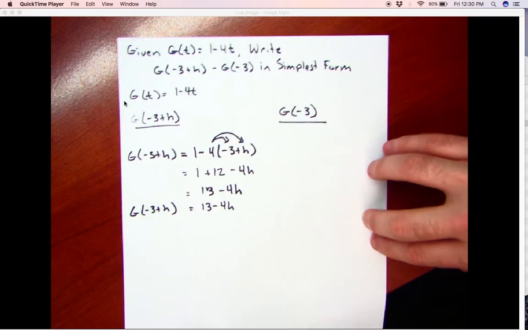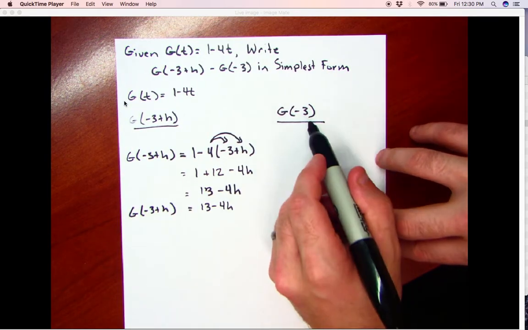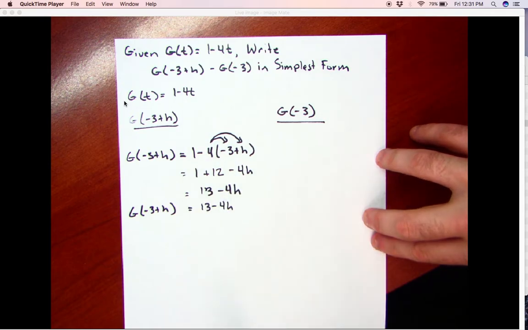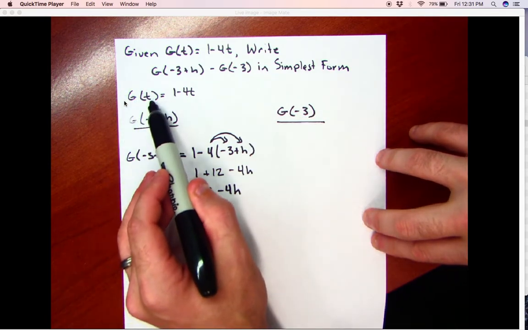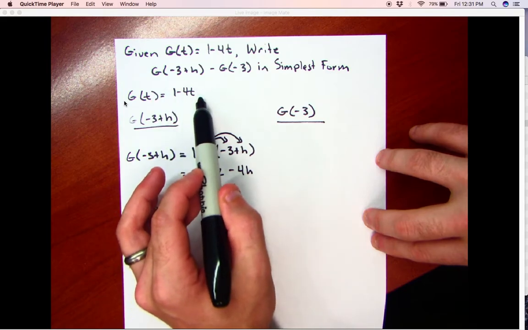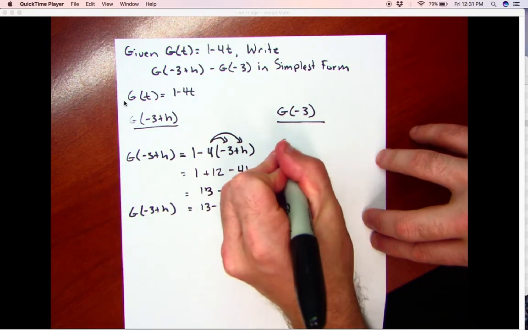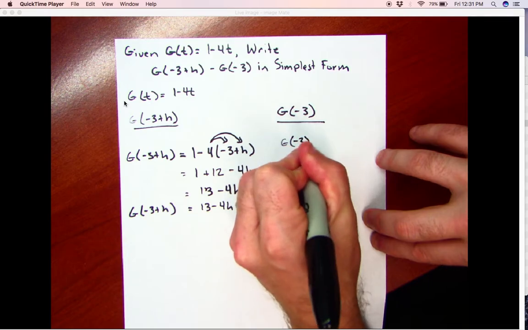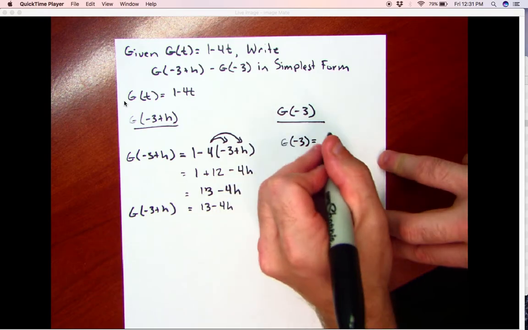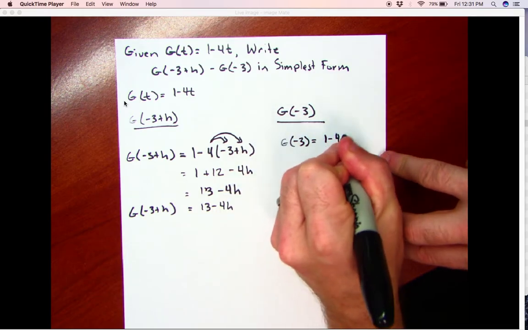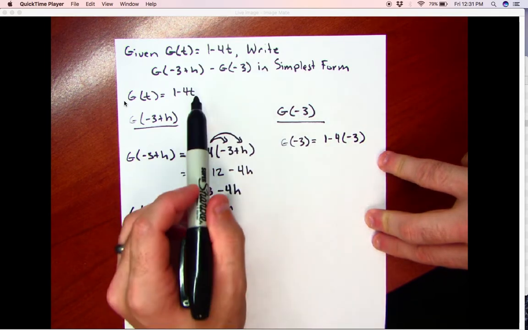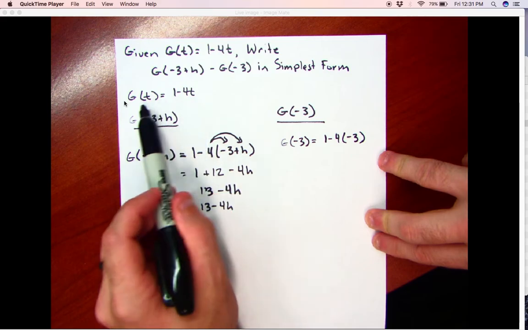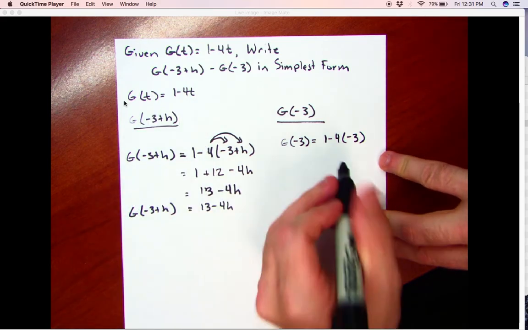Now part 2, we have to go out and find what g of negative 3 is. So we do the same exact concept. We're going to take a negative 3 and plug it in for every t in our original function. So, in other words, g of negative 3 equals 1 minus 4 times the negative 3. Remember, that negative 3 is going to go in place of this t right here. It's going to go in for every t in our original function.